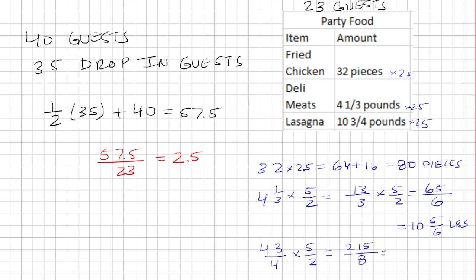Question is, how many times does 8 go into 215? Well, 8 times 25 is 200. So that's going to be 26. 26 times 8 is going to be 208. So we have a remainder 7 out of 8. And this is going to be pounds of lasagna. So these three are my answer.